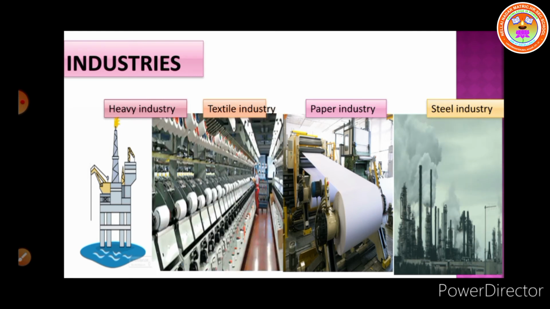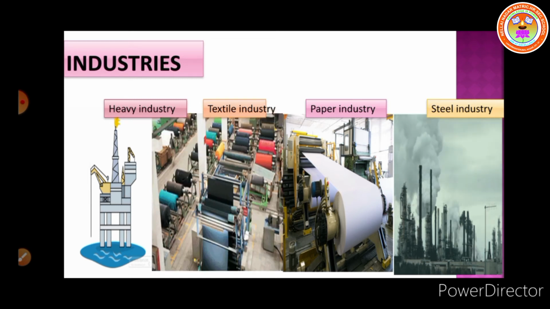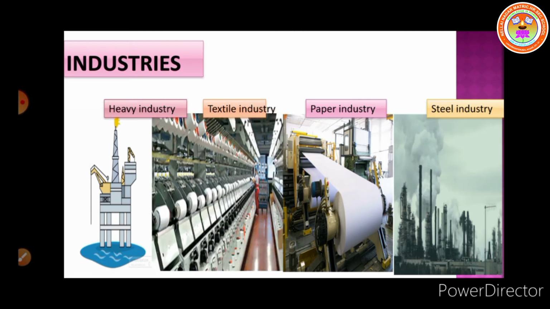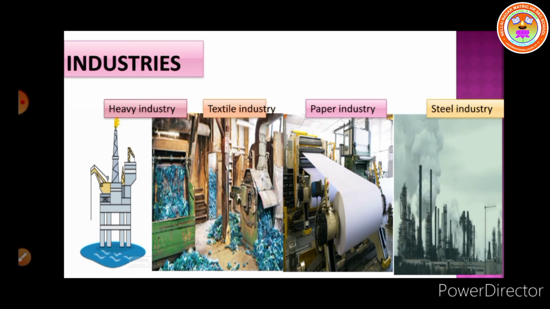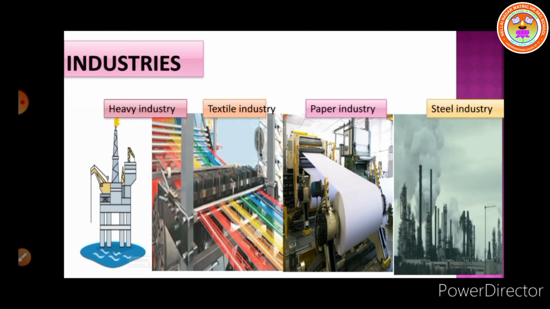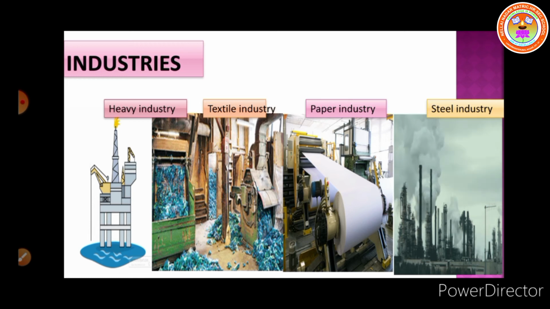Textile industry. The textile industry includes the manufacturing of all textiles like cotton, woolen and synthetic. The United States is the largest producer of cotton textiles. The industries are mainly located in Texas, California, Mississippi and Louisiana. Meat packing industry. This is an important industry in Canada and USA, where cattle rearing is done on a large scale in the prairies.